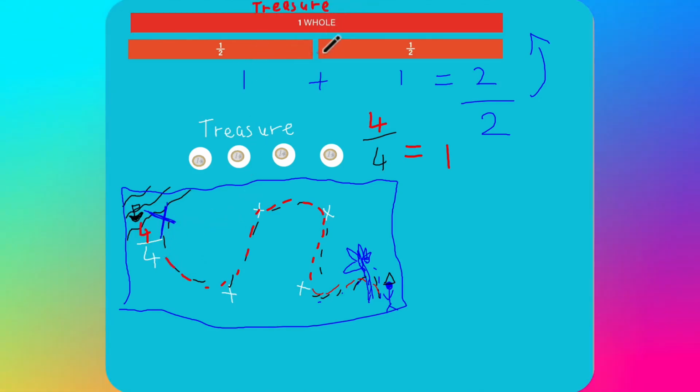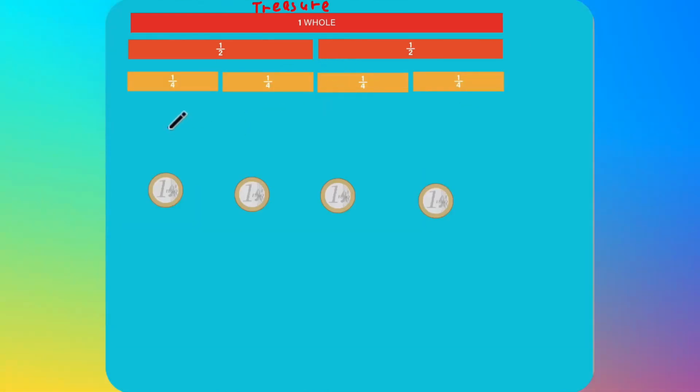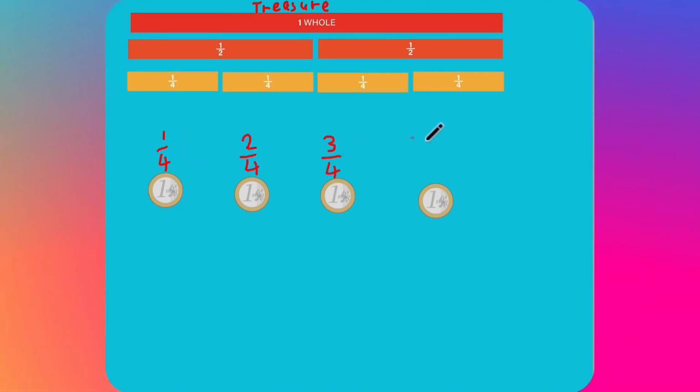If we have 2 parts of treasure, we have collected all the treasure. If, however, we can only find 1 part of the 2 parts, we have got half. Let's now figure out what we call 4 parts of treasure. If we write this now, we can say we had 1 quarter, 2 quarters, 3 parts of 4 or 3 quarters, and we had 4 parts of 4. We now have all the treasure, which equals 1.